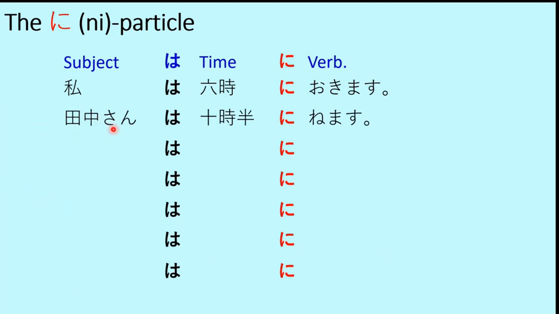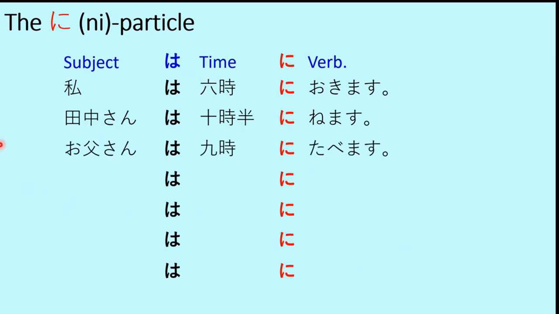Tanaka-san, our favorite and our dearest Tanaka-san is now here. Tanaka-san wa 10時半に nemasu. Nemasu means to sleep, and 10時半 means 10:30. If you remember or recall from our lesson on time, han is used for 10:30. So Tanaka-san sleeps at 10:30. Tanaka-san wa 10時半に nemasu.